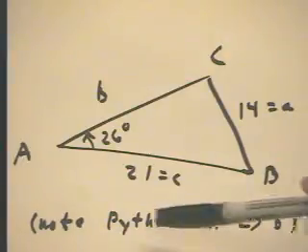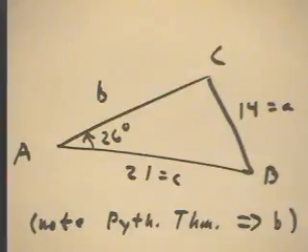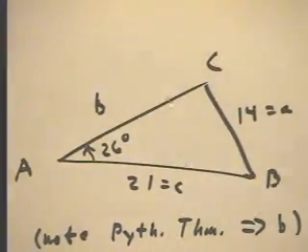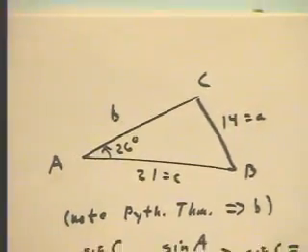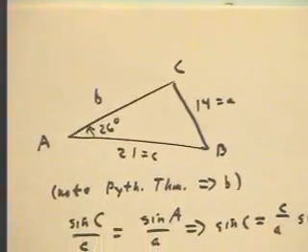I'm not sure what I'm saying about no Pythagorean theorem implies B, because there's no assumption of a right triangle. I'm not sure. That note meant something, but let's ignore it for the moment. And then we'll see if we can make some sense out of it.